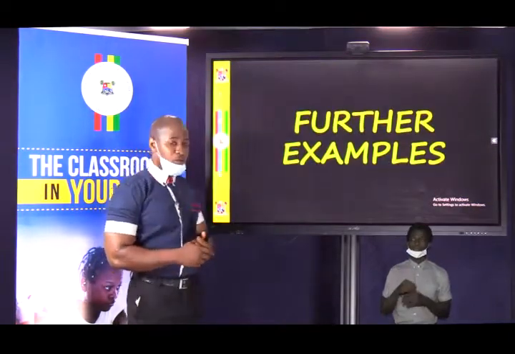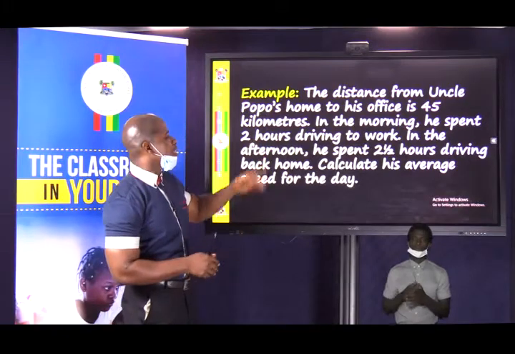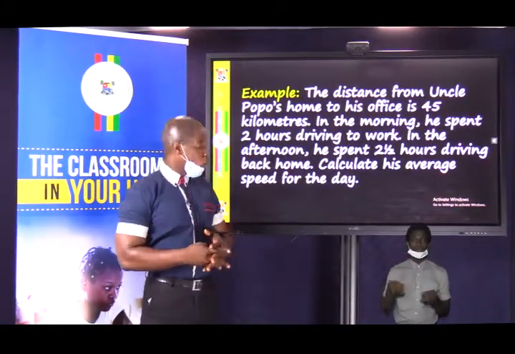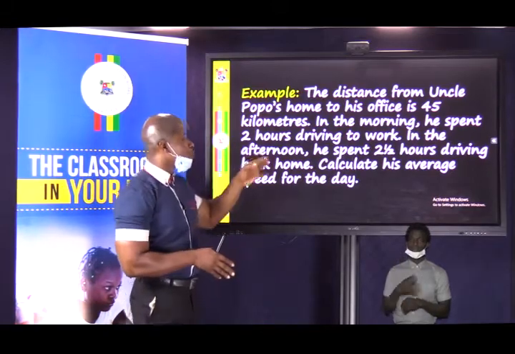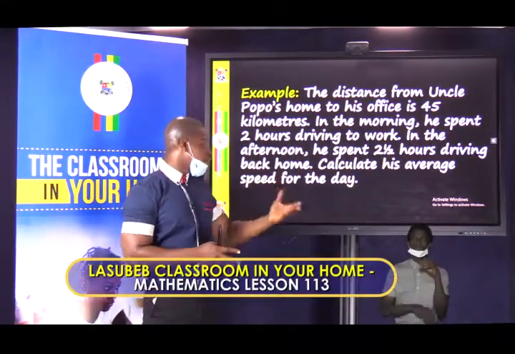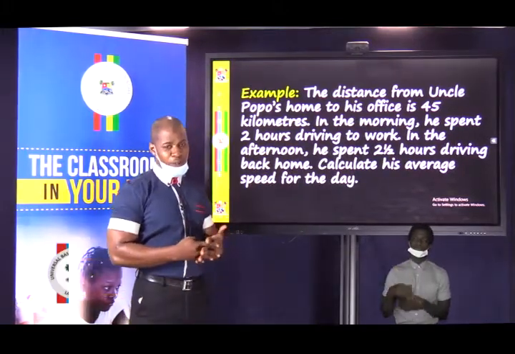Let's see something of a different kind, but still on speed. The distance from Uncle Kwokpo's home to his office is 45 kilometers. Now, he spent 2 hours driving to work. In the afternoon, he spent 2.5 hours driving back home. We are to calculate his average speed.